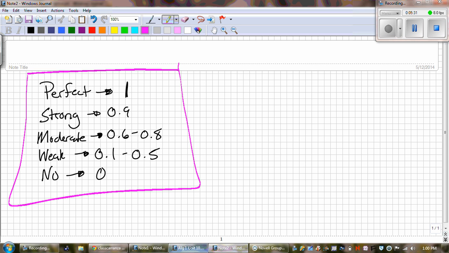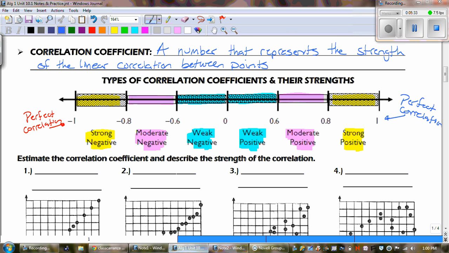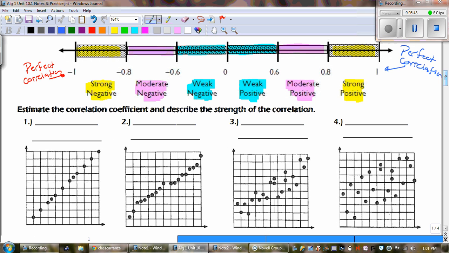Now let's get back to here. They want us to estimate the correlation coefficient and describe the strength of the correlation. So look at number 1. What do you think?